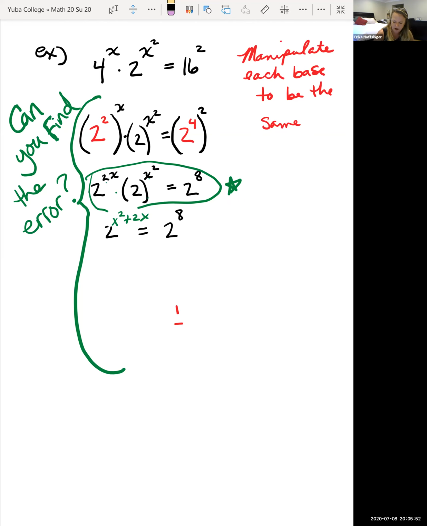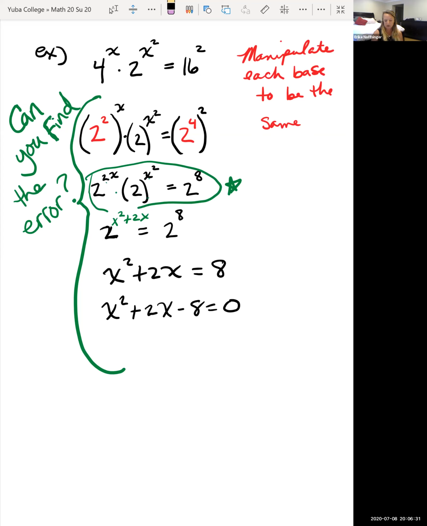And so from this point, our goal was to manipulate all of this so that the bases were the same and that we had only one exponential function equal one exponential function. And once we got that, then we could rewrite it so that we're just setting the exponents equal to each other. And so from here we can say, well then x squared plus 2x has to equal 8. And so it's a quadratic equation. We're going to solve that quadratic equation by setting it equal to 0. So we have x squared plus 2x minus 8 equals 0.